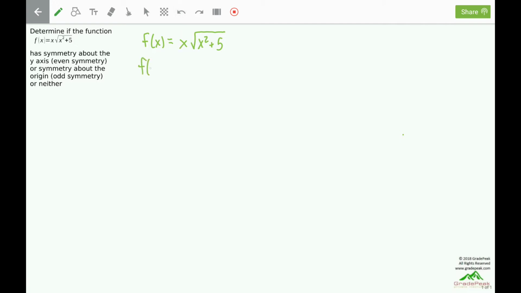What we're going to do is calculate f of negative x. If we find f of negative x to be exactly equal to f of x, this will have y-axis, even symmetry. If we find f of negative x to be exactly the negative of f of x, this will have origin, odd symmetry. And if we find neither to be the case, it will have neither symmetry.